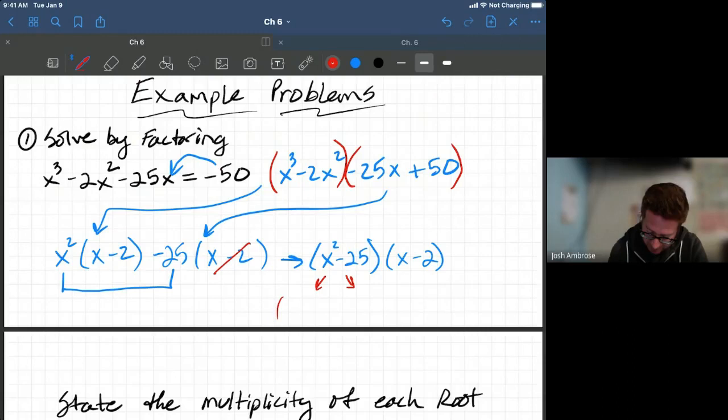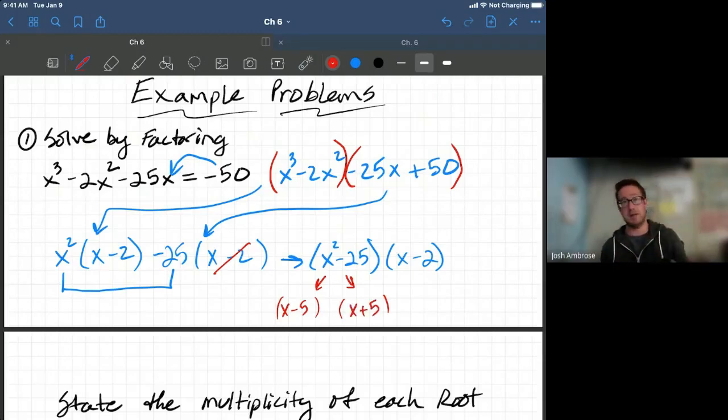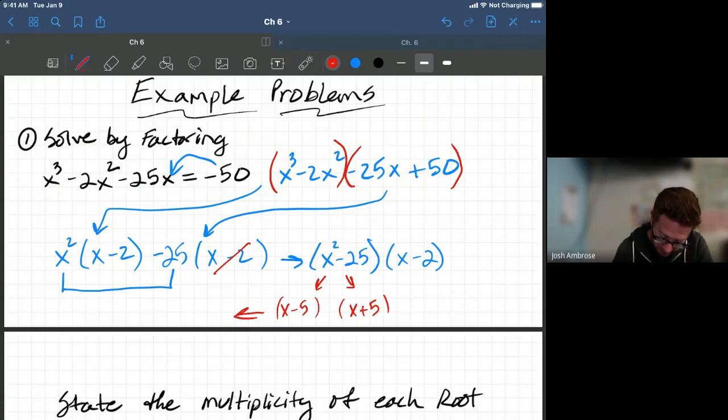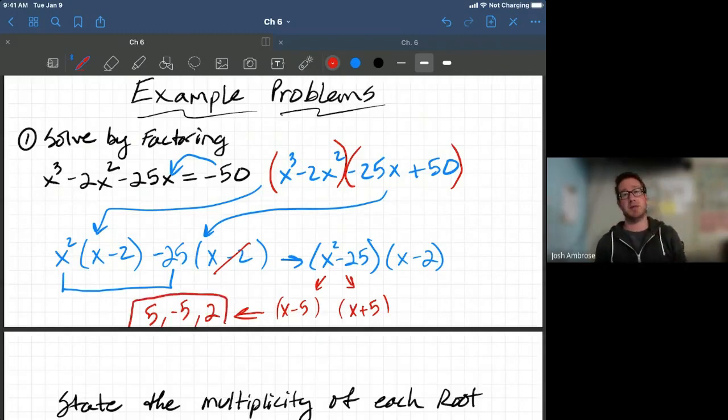So it's going to factor down into two sets, x minus 5 and x plus 5, and the x minus 2 stays. That doesn't change at all. Now our final thing here is just to solve each set of parentheses. So this is what we're going to be left with: a positive 5, a negative 5, and a positive 2. When we solve all three sets of parentheses, that's what it works out to be. Okay, perfect. There we go.